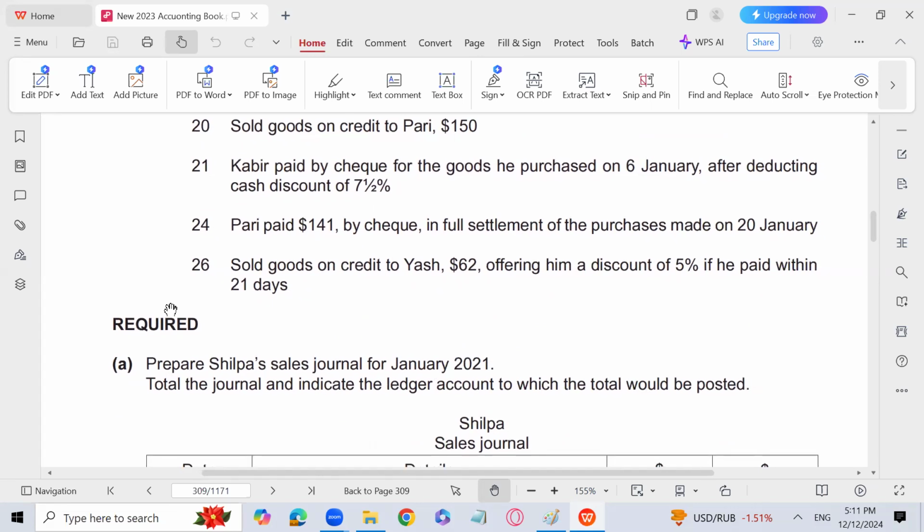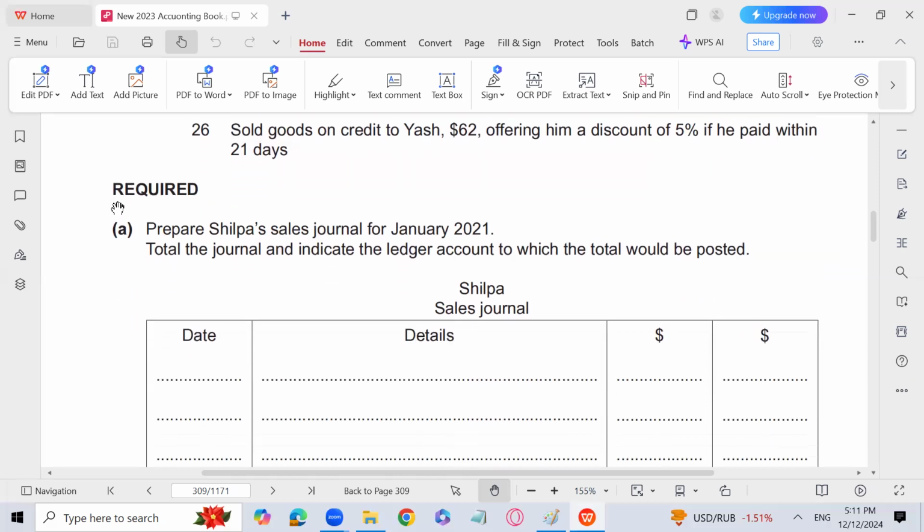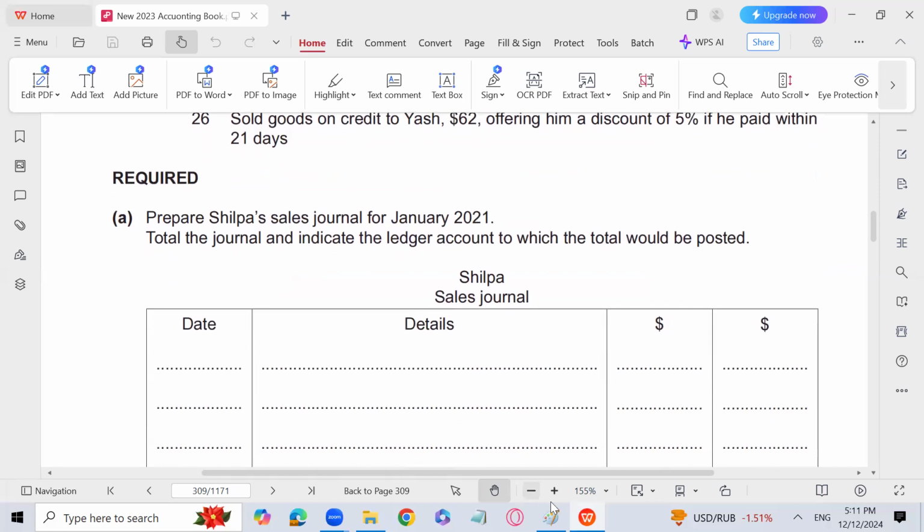Sold goods on credit to Yash 62, offering him a discount of 5% if he paid within 21 days. So the entry will be Yash debit and sales credit. It will go in sales journal. There is no reason to discuss or calculate this 5% discount because it is a cash discount. Definitely it will be recorded, but only when Yash makes the payment. If he pays within the period, we will offer him discount, but 21 days has not yet passed. So forget about this 5%.